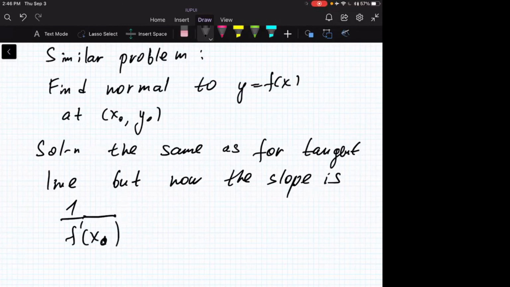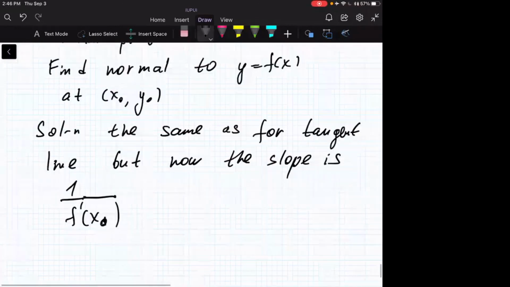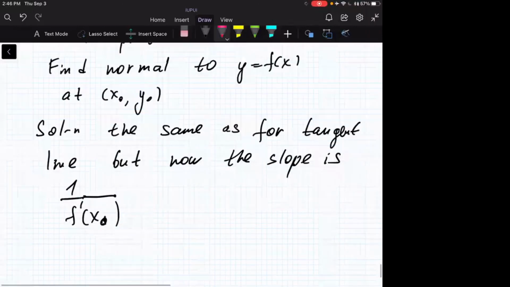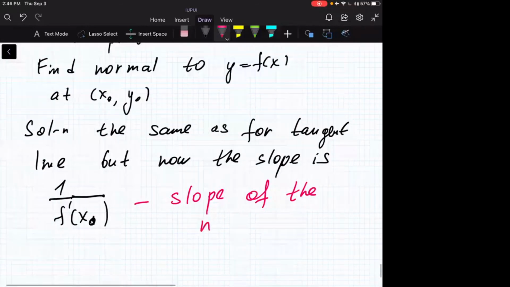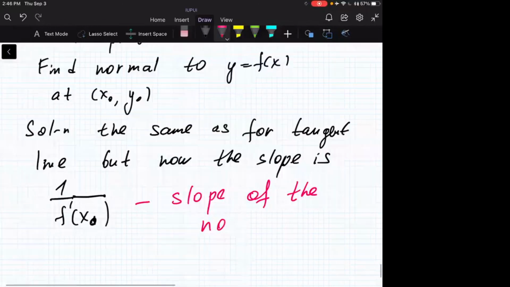Right. So before we learned that the slope of the tangent line is the derivative, and now the slope of the normal is 1 over the derivative at that point. And the other steps are the same.